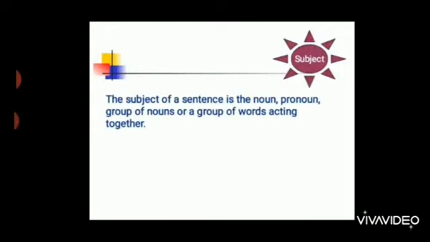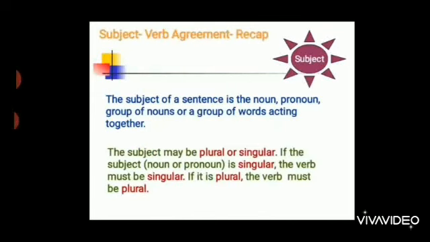Let's start with a quick recap of what we have already studied in the previous class. The subject of a sentence is the noun, pronoun, group of nouns or a group of words acting together. The subject may be plural or singular. The most important rule of subject-verb agreement is: if the subject, that is the noun or pronoun, is singular, the verb must be singular. If it is plural, the verb must be plural.